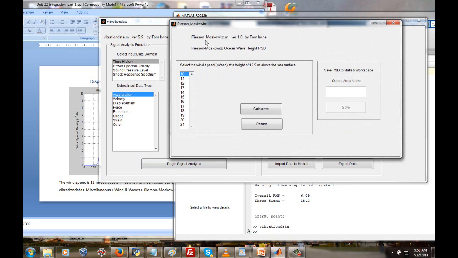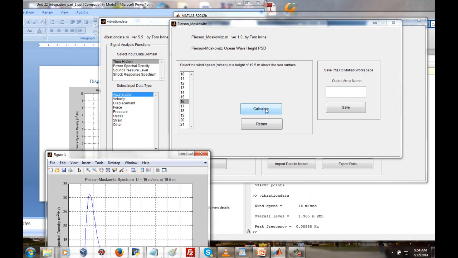The empirical formula that these two authors came up with is good between wind speeds of 10 meters per second and 21 meters per second. So below 10 meters per second, the breeze would be relatively light and is not much of a concern. And above 21 meters per second, we're probably into a very severe storm or maybe even a hurricane. So let's just pick an intermediate one. I guess I'll try 16 meters per second. And again, that's the wind speed at a height of 19.5 meters above the sea surface.